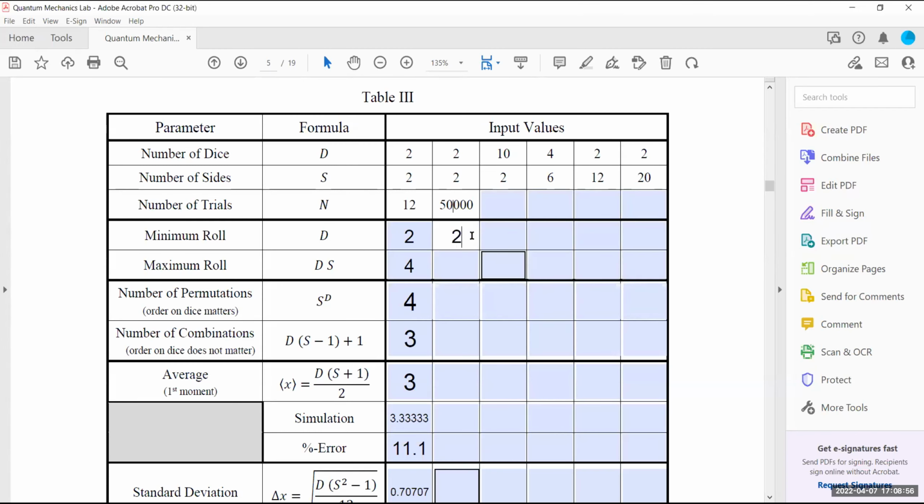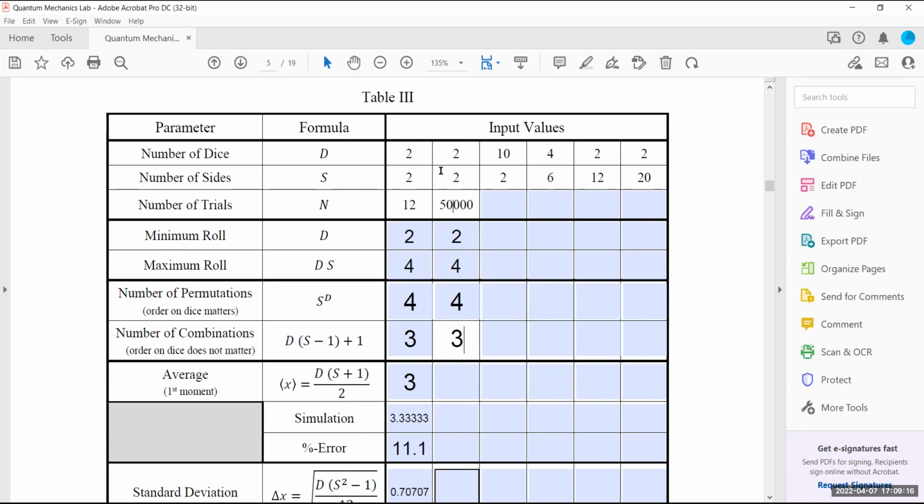So in this case, I still have 2. I still have 4. It's the same number. They did not change. I still have 4. I still have 3. So all of these things did not change. This one will be different, by the way. This one will be different in here. This one will be different, and this one will be different. Okay.